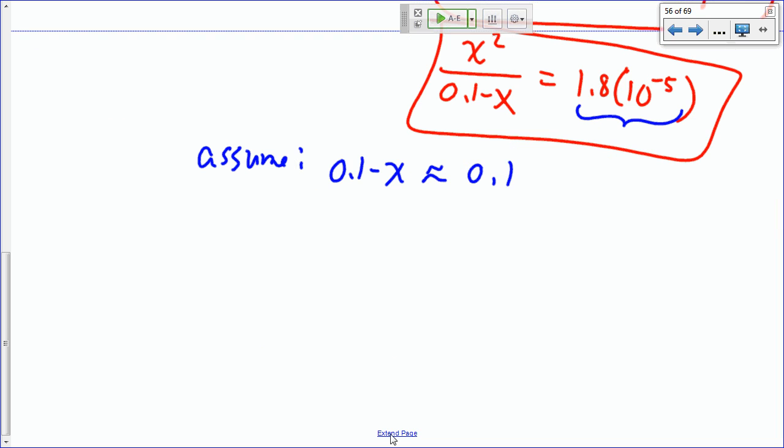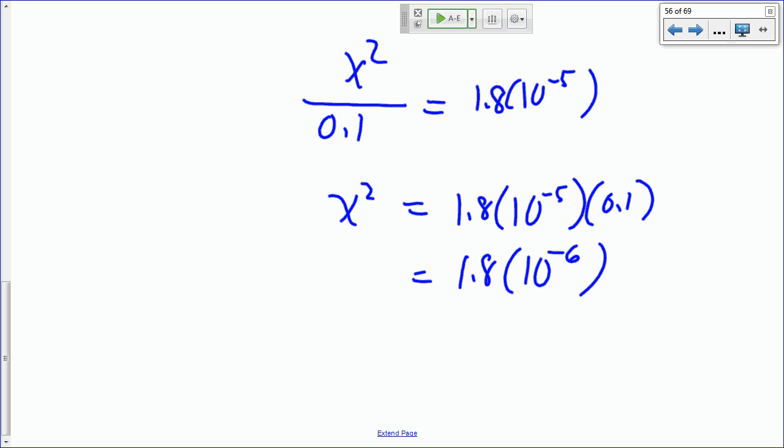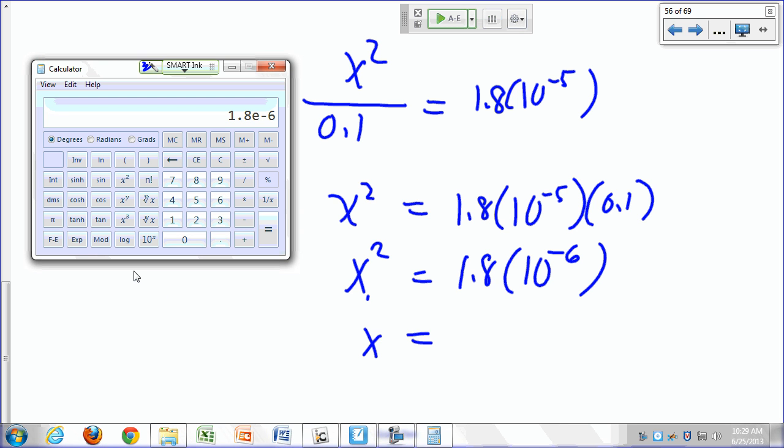What would it be? Then you would say X squared over 0.1 would be equal to 1.8 times 10 to the negative 5th. And so what would be my X? This is easier to solve now. I can say X squared equals 1.8 times 10 to the negative 5th times 0.1, which would be how much? 1.8 times 10 to the negative 6, right? That's my X squared. So what's my X? What's the square root of that? 1.8 times 10 to the negative 6, and then take the square root.